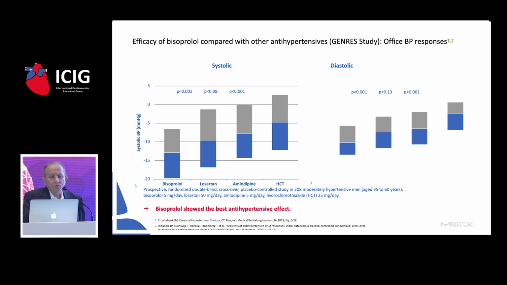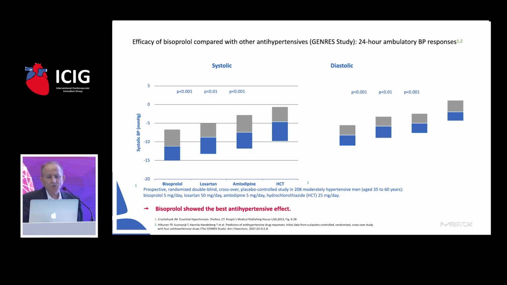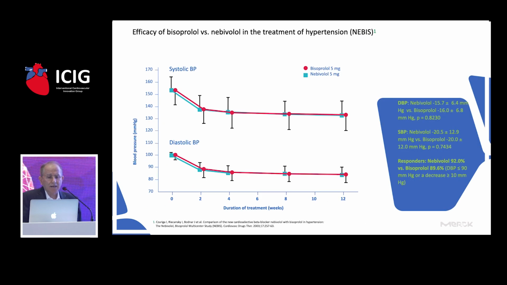Now, bisoprolol is indicated for hypertension, coronary artery disease, angina pectoris, and chronic heart failure. And bisoprolol has a balanced clearance between the kidney and the liver. So actually, there is no interaction. There's no dose adjustment necessary in mild to moderate liver or kidney impairment.